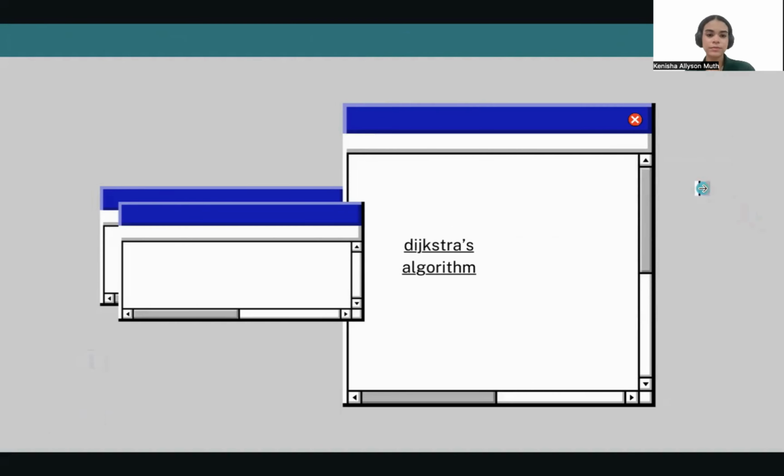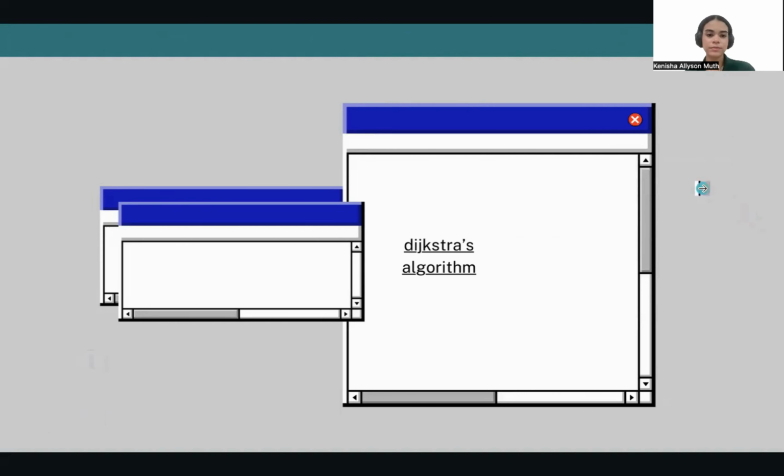Imagine we have a graph with nodes connected by edges. Each edge has a weight, representing the cost or distance between the nodes. Starting from our initial node, Dijkstra's algorithm explores all neighboring nodes, calculating the tentative shortest path to each. We then select the node with the smallest tentative distance, mark it as visited, and repeat the process until we reach the target node or explored all nodes.